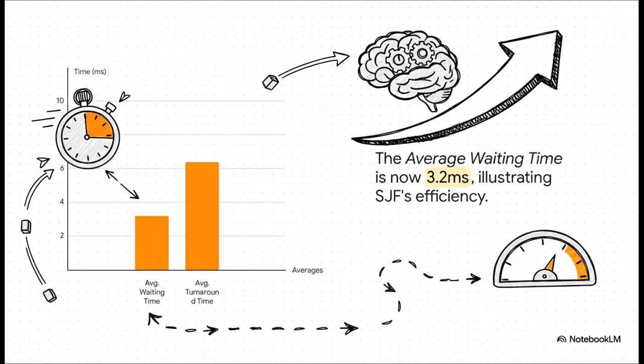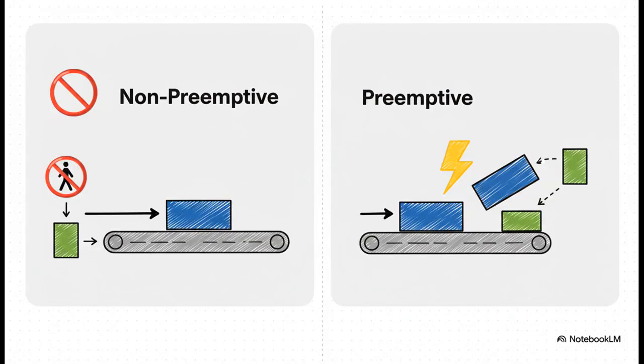Of course, the big catch in the real world is you almost never know the exact burst time of a job before you run it. Now, it's super important to get this distinction between non-preemptive and preemptive scheduling. What we just did was non-preemptive. Once a process like P1 started, we let it run to completion.